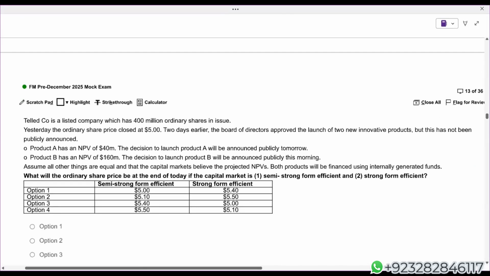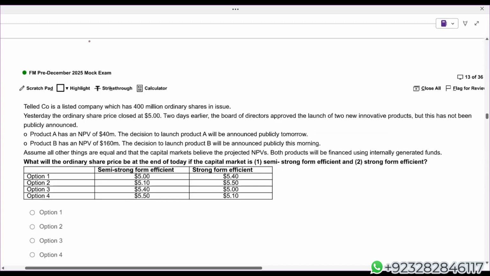Let's see the question. What will the ordinary share price be at the end of today? If the capital market is semi-strong form efficient. Semi-strong means your share price represents the past of the organization plus the information which has been made public. Strong form efficiency means your share price represents the past of your organization plus information which you have made public plus insider information.